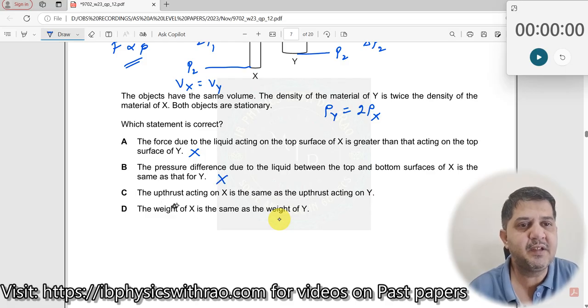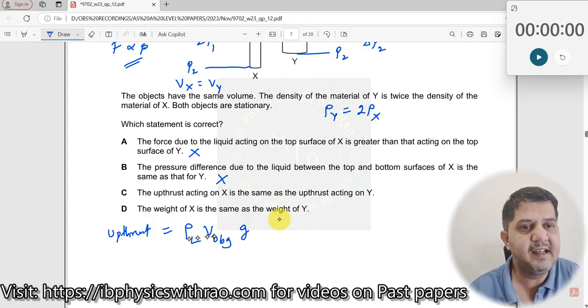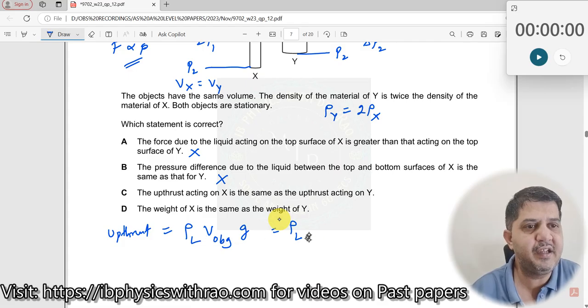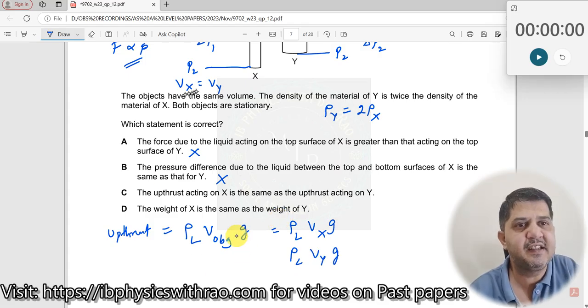Then the upthrust acting on X is the same as that of the upthrust acting on Y. What is the upthrust formula? Upthrust is given by the density of the liquid, volume of the object, multiplied by G. Instead of writing the object's density, I am going to write like this. Now for X, this will be rho liquid, the liquid is same, right? Rho liquid into V object, which is Vx, multiplied by G. And for Y, I will write rho L Vy into G. But initially we said that Vx is equal to Vy. So therefore, these two are equal. So definitely C is the right answer.